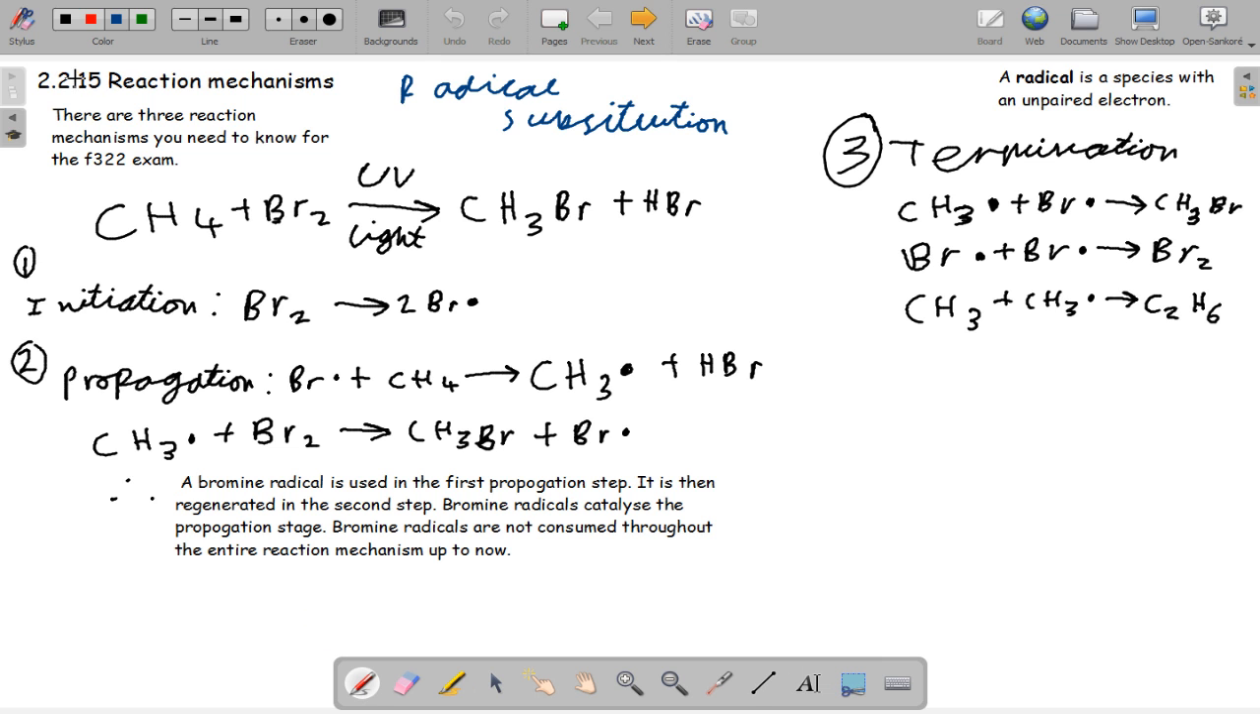Hello and welcome to my tutorial on reaction mechanisms. So we're going to go through a couple of reaction mechanisms. One of them is called radical substitution.